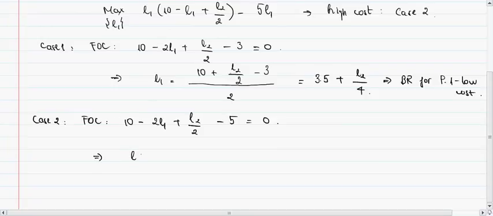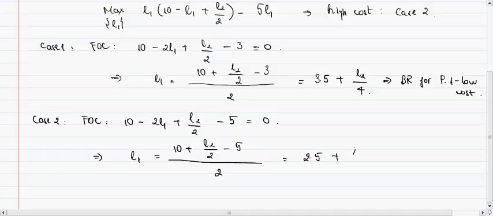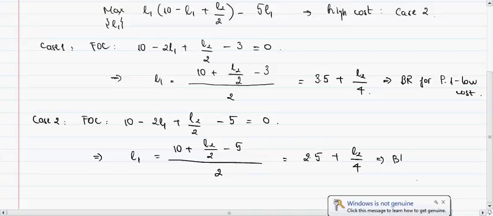Therefore, if we rearrange it, we get L1 equal to (10 plus L2 divided by 2 minus 5) divided by 2. If we simplify, 10 minus 5 is 5, divided by 2 gives us 2.5, and L2 divided by 2 divided by 2 gives us L2 divided by 4. So this is the best response function for player 1 of a high cost type.